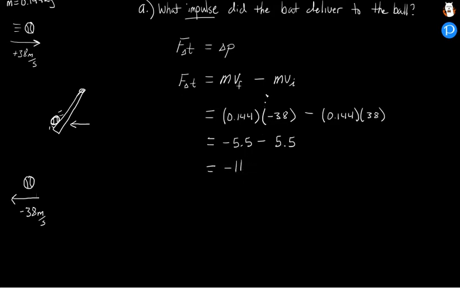And the units on this would actually be, so you've got a mass times a velocity. So a mass, kilograms, times a velocity, meters per second. So kilogram meters per second is what we've got there. So negative 11 kilogram meters per second is the impulse that the bat delivers to the ball. All right, well, let's not stop there. Most questions give us more than one part. So here's part B.